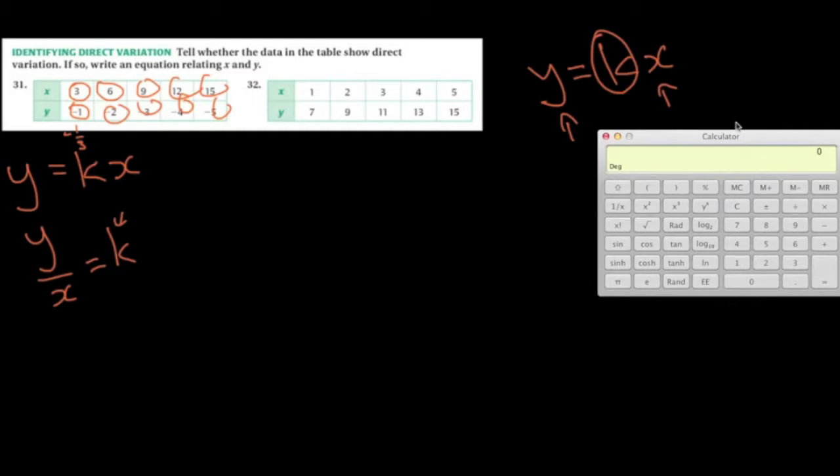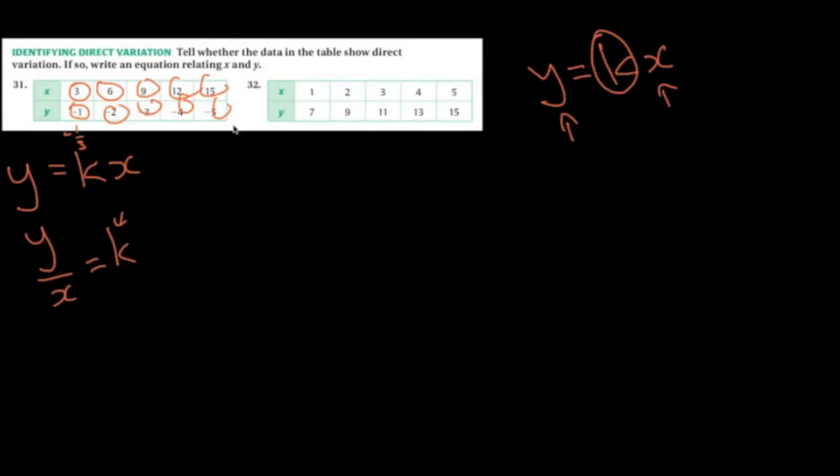And then for the last one, -5 over 15, and that's again -1/3. So by this testing, we can conclude that -1/3 is our k, so all of them work out. So -1/3 is going to be our k value.